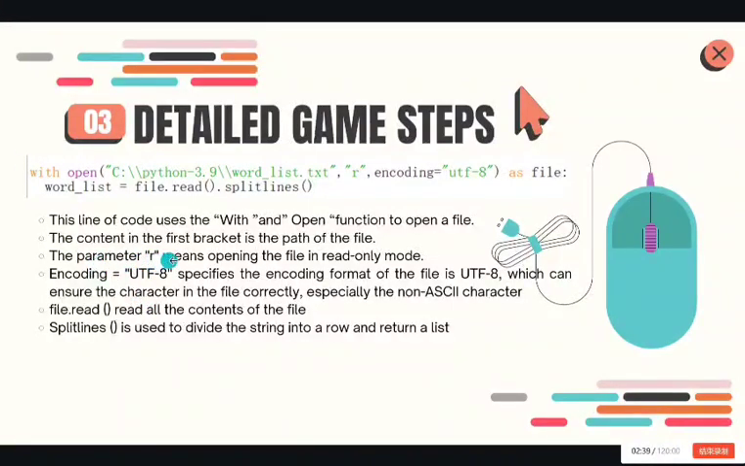And then the parameter r means opening the file in read-only mode. Also, the read and split lines function reads all the content of the file and divides the string into rows and returns a list. This part reads all rows in the word list file and stores each line as an element in word list. In this way, word list contains all the words in the file, which can be used for subsequent text processing or analysis.